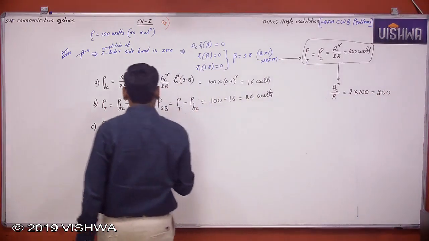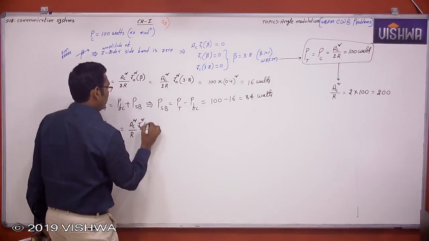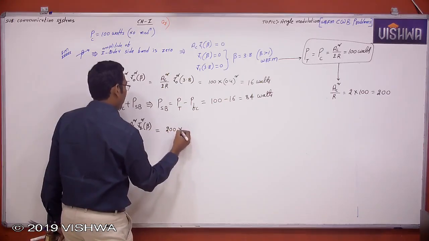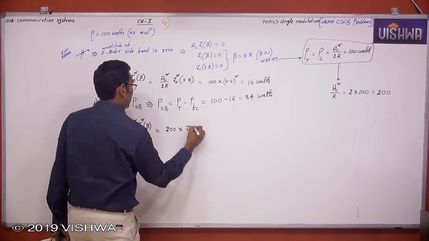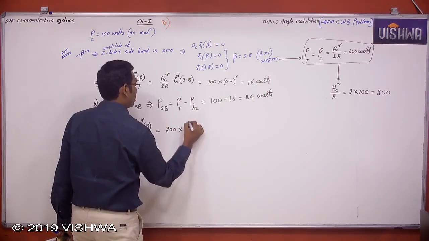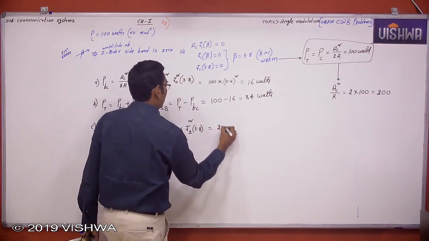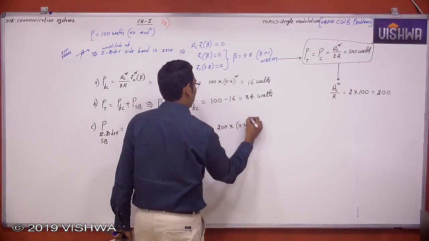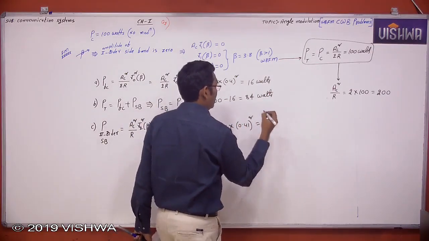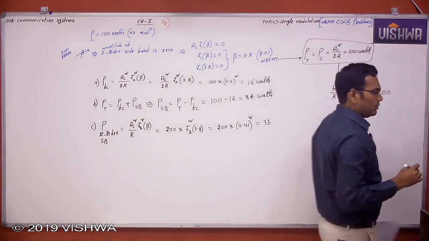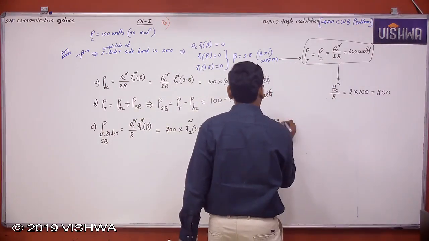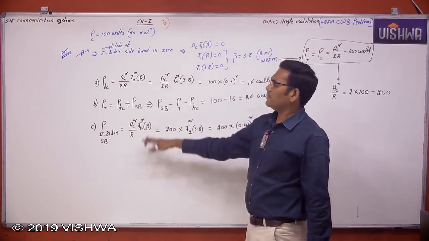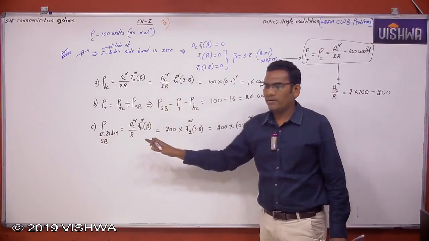Now, Ac square by R is equal to 200 into J2 of 3.8 whole square. This is also given: 200 into J2 of 3.8, which is 0.41, whole square, which is equal to 33.62 watts. This is the power in all the remaining side bands, the power at the carrier frequency, and the power in the second order side band.